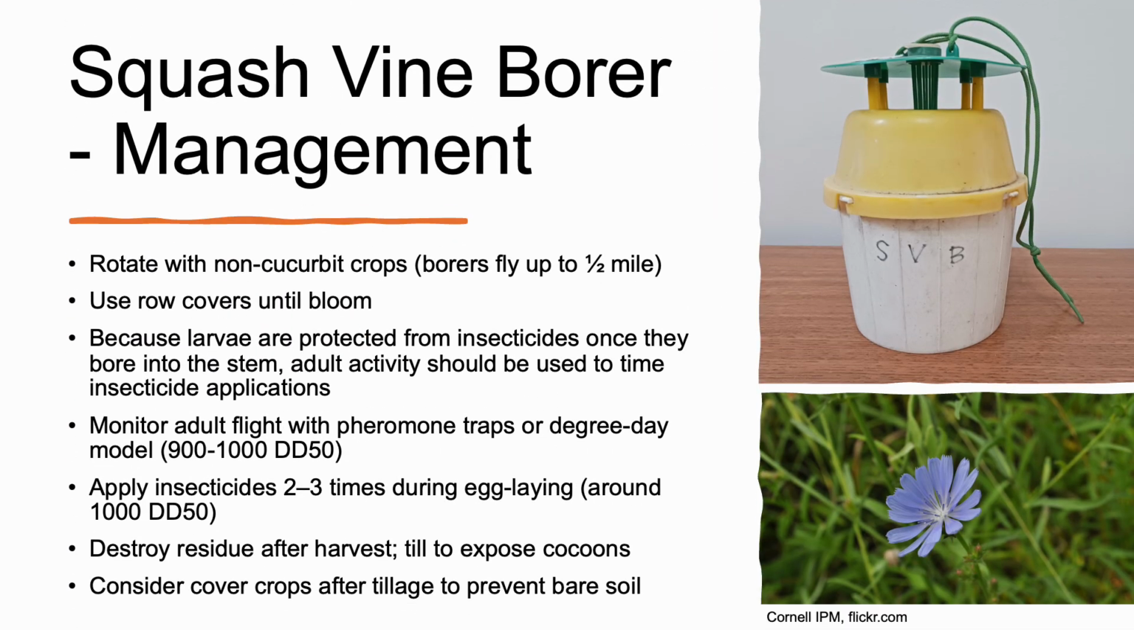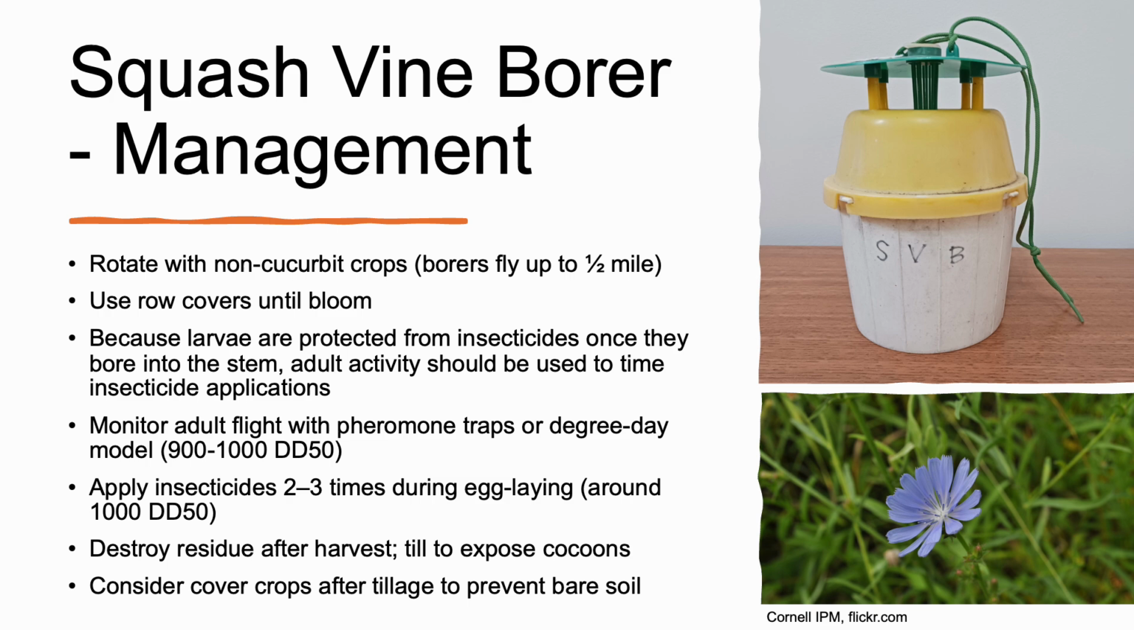Because larvae are protected inside the stem, timing management correctly is critical. Rotate cucurbits with non-cucurbit crops, keeping in mind that adult borers can fly up to half a mile. Use row covers early in the season and remove them at bloom to allow for pollination. Since insecticides are ineffective once larvae are inside the stem, applications should be timed to adult activity. Monitor adult flight using pheromone traps or a degree day model.